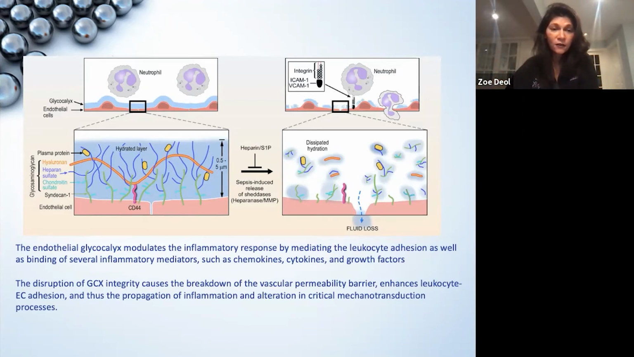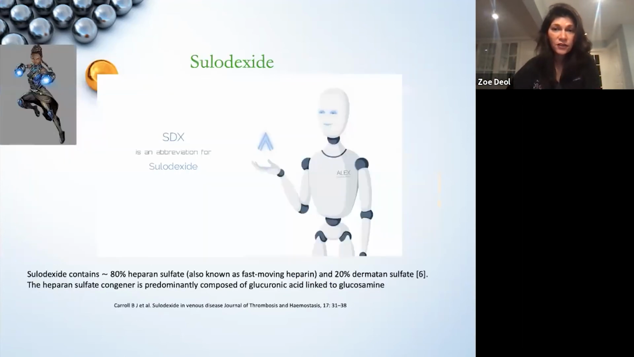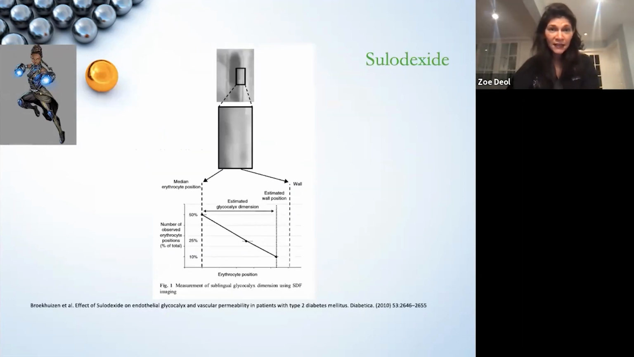So that glycocalyx destruction is very important in non-ulcer healing. How do we fix that? There is a medication called Solodixide. Now, unfortunately, this is not FDA approved in the United States, but it's used all over the rest of the world and has been used for a very long time. It contains 80% heparin sulfate and 20% dermatan sulfate, and it has been shown to actually rebuild the glycocalyx.